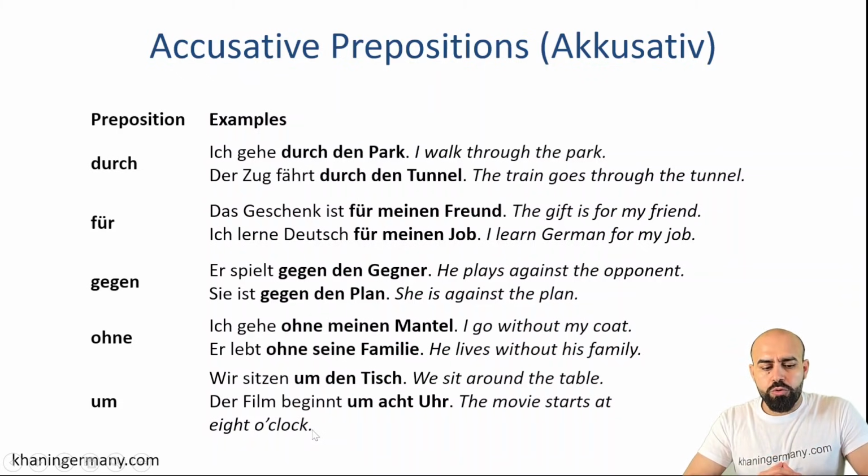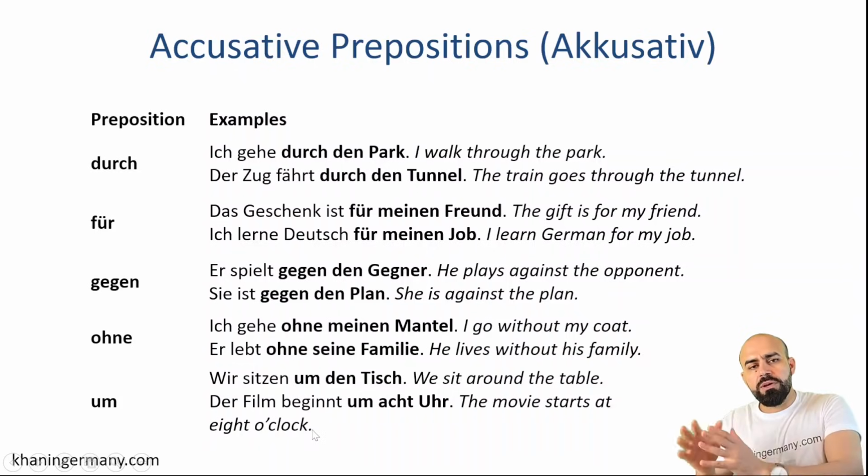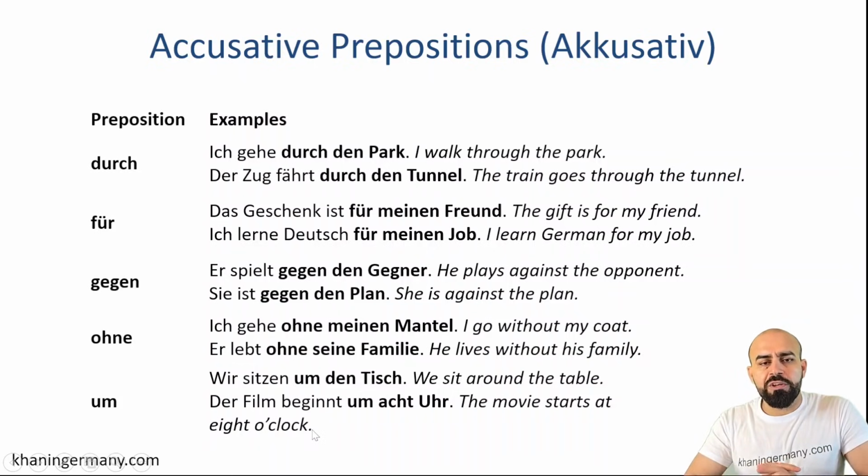Okay, so bis, durch, für, gegen, ohne, these are accusative only prepositions, meaning every time you have them in a sentence, the object that appears after those prepositions will take the articles from the accusative case.